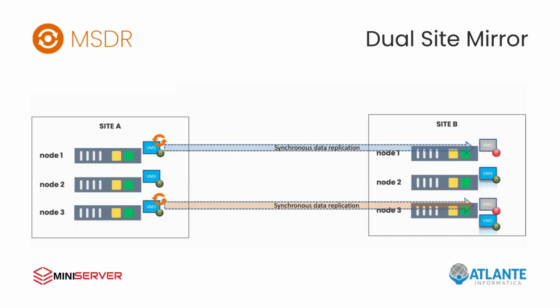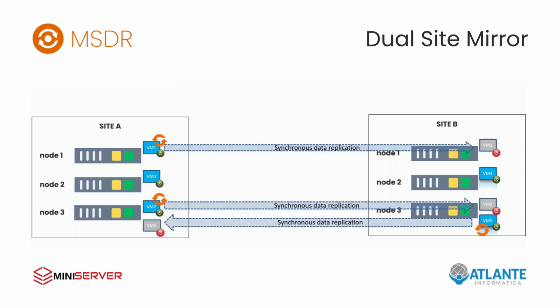As soon as MSDR is enabled for a VM, replication starts automatically. The selected VMs are replicated to site B. MSDR allows you to enable replication on a per VM basis, giving you the flexibility to choose which VMs to include in the replication process and which to exclude. Please note that VM1 and 2 are powered off on site B.